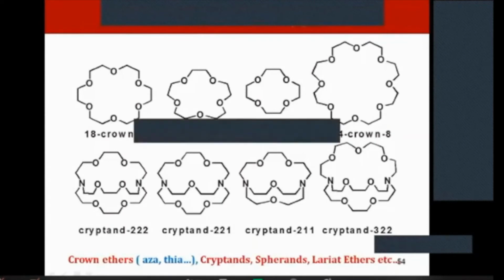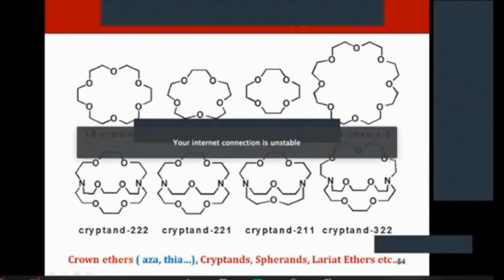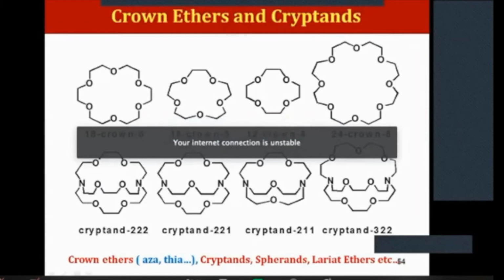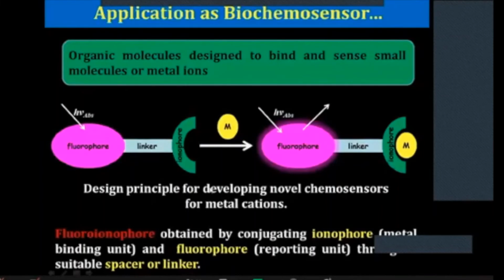So this is another application. As I told you, it is used as a chemosensor. These are organic molecules designed to bind and sense small molecules, metals or ions. Three things are needed here: a fluorophore, a linker, and an ionophore. The ionophore binds with the metal ion so that there is a signal change in the fluorophore. That signal is taken and you can have a chemosensor for whatever metal ions you want, or amino acids, anions, cations, etc. For these types of things, supramolecular chemistry as host-guest chemistry is used. Many, many fluorescent chemosensors have been developed.